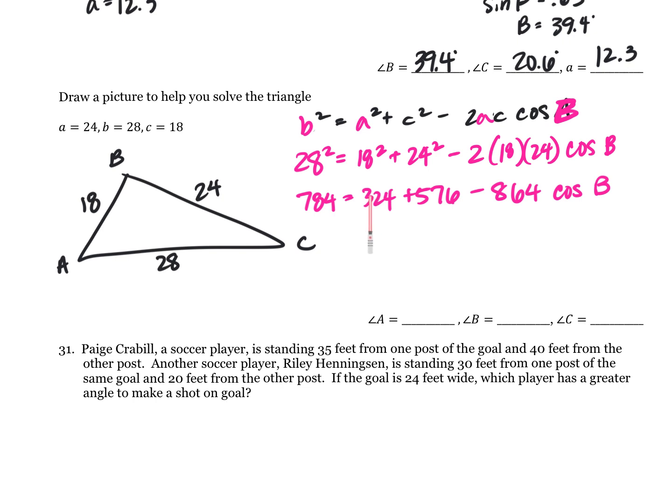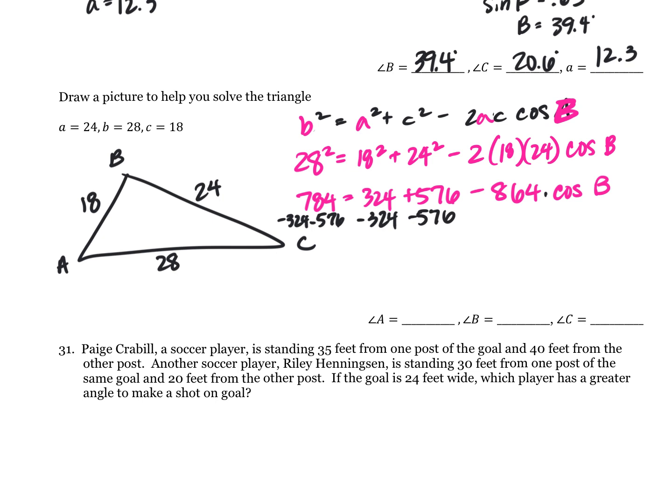324, I need to subtract that. I need to subtract 576 to this side, and then this part is being multiplied by the cosine of B, so I'd have to divide it. So I'm going to say minus 324 and minus 576. Could you have done that on your calculator without showing me all these steps? For sure. You could have just added 18 squared and 24 squared together. Totally. I completely agree. I'm showing it in many steps just to show where this is coming from.